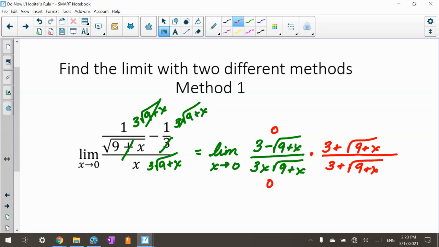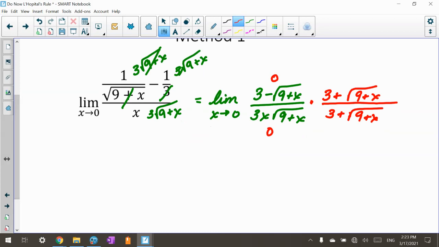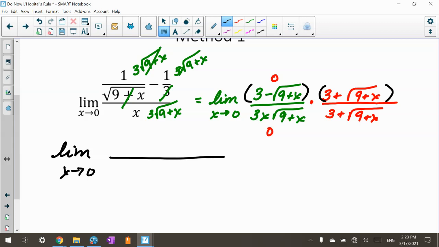Okay? So when I do that, this makes this look like the following. Ready? I have the limit as x approaches 0. Now the numerator is going to look nice because that's the whole reason why I use the conjugate. The middle is going to be gone. So I have basically 3 times 3 is 9 minus radical 9 plus x times radical 9 plus x. That's plain old 9 plus x, but make sure you put it in parentheses.